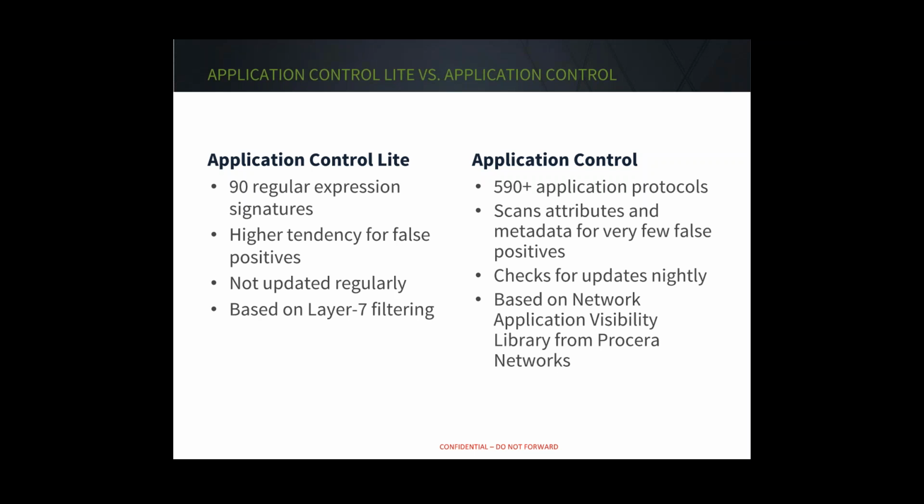Let's talk about the Application Control paid version and what that can do for you. It's got, as you see on the screen, 590-plus application protocols, and it scans attributes and metadata with very few false positives. That's a huge thing with this feature. It is checked for nightly updates, and it's based on the Network Application Visibility Library from Procera Networks. That's something that's well known in the industry and can benefit you as well.